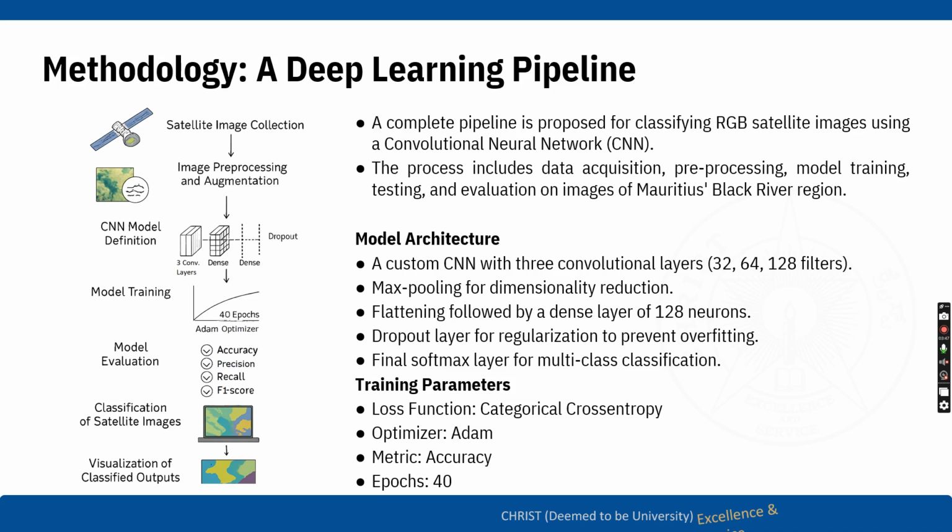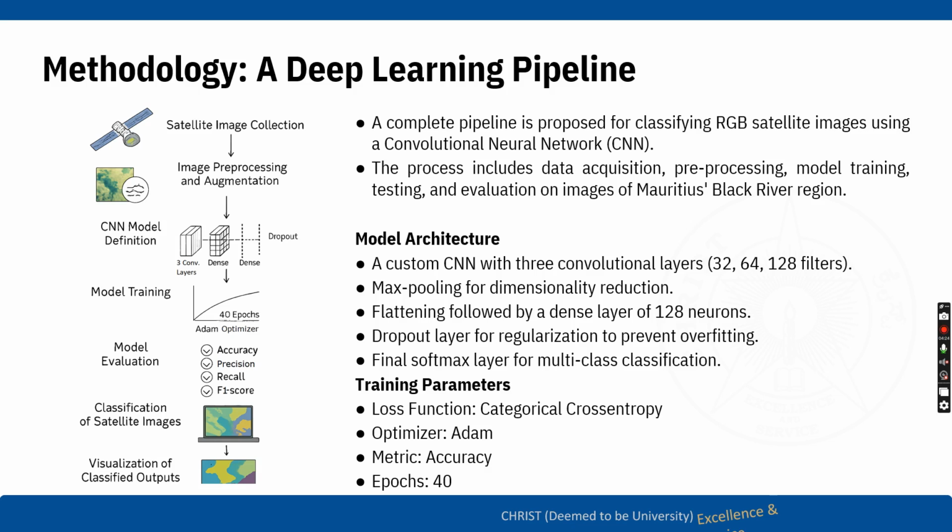And then the next step is to go through data acquisition, pre-processing, and of course developing a CNN model to train it, test it, and finally evaluate it on the images of the Black River district. So the model basically contains CNN layers, 3 layers of different filter numbers, and a max pooling layer for dimensionality reduction. Flattening is followed by a dense layer of almost 128 neurons. Towards the end, a dropout layer is used to regularize and prevent any sort of overfitting, and the final softmax layer provides multi-class classification.